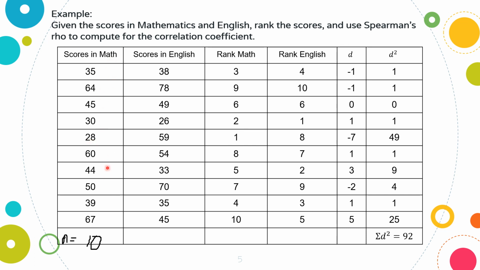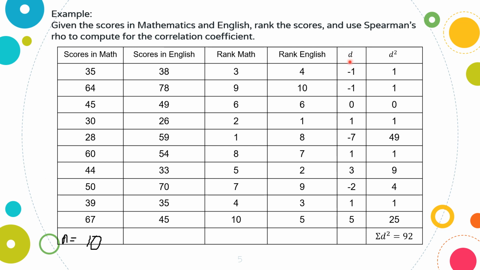So for the scores in math, first is 28, second is 30, third is 35, fourth is 39, fifth is 44, sixth is 45, seventh is 50, eighth is 60, ninth is 64, and the last one is 67. While for the English, first is 26, second is 33, third is 35, fourth is 38, fifth is 45, sixth is 49, seventh is 54, eighth is 59, ninth is 70, and the last one is 78.